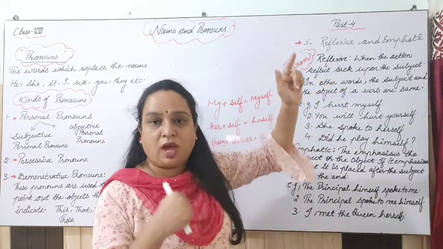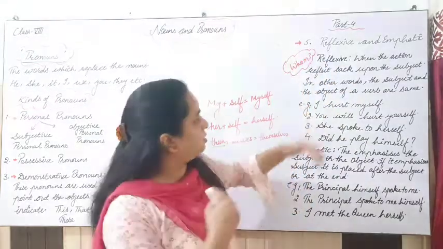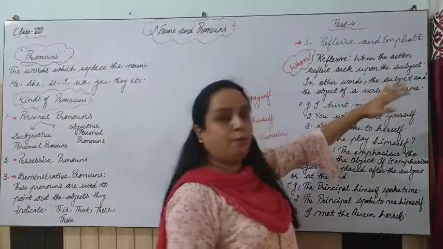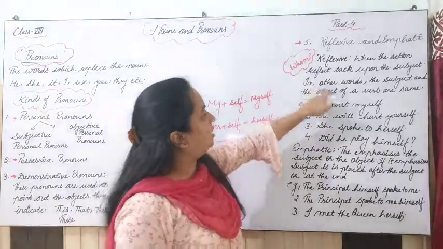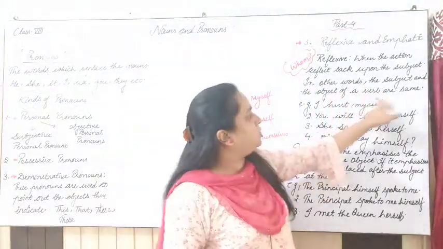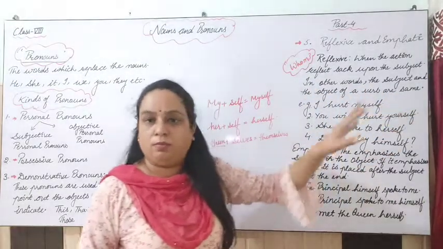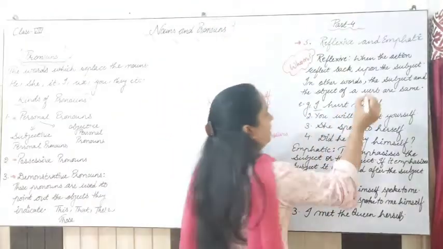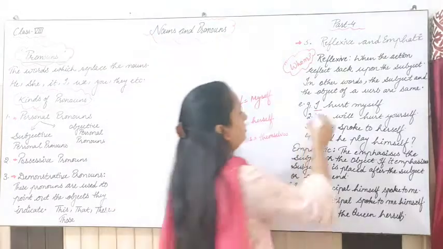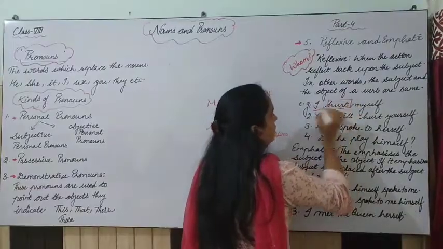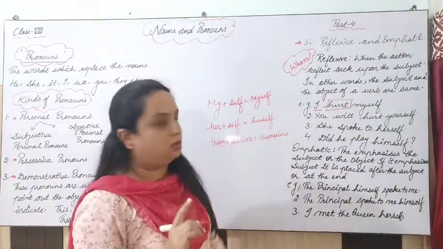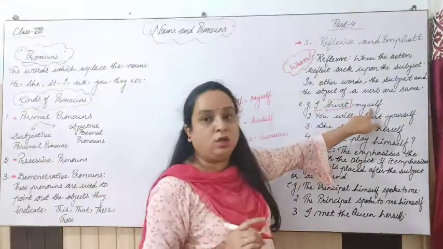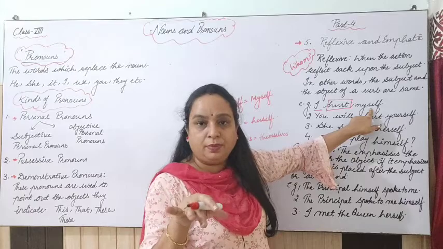If the subject and the object of the verb are the same, the action reflects back upon the subject, right? Suppose here: I hurt myself. We'll see here, the verb is what? Hurt. The subject is what? I. And the object is what? Myself. So it is the same, right?